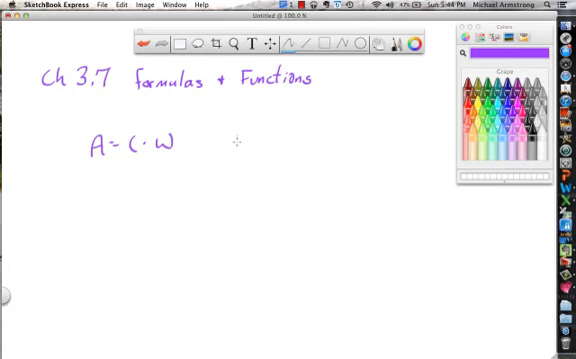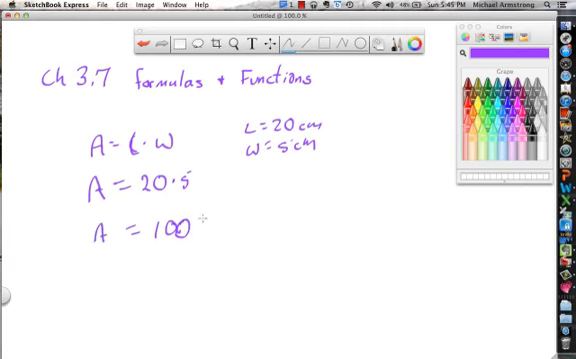If we know the length and the width, say the length equals 20 centimeters and the width equals 5 centimeters, we can solve it. We just plug the length and the width in for the length and the width in the formula. You guys know how to do this. Area equals 20 times 5 equals 100. So area equals 100 centimeters to the second power because it's two-directional.